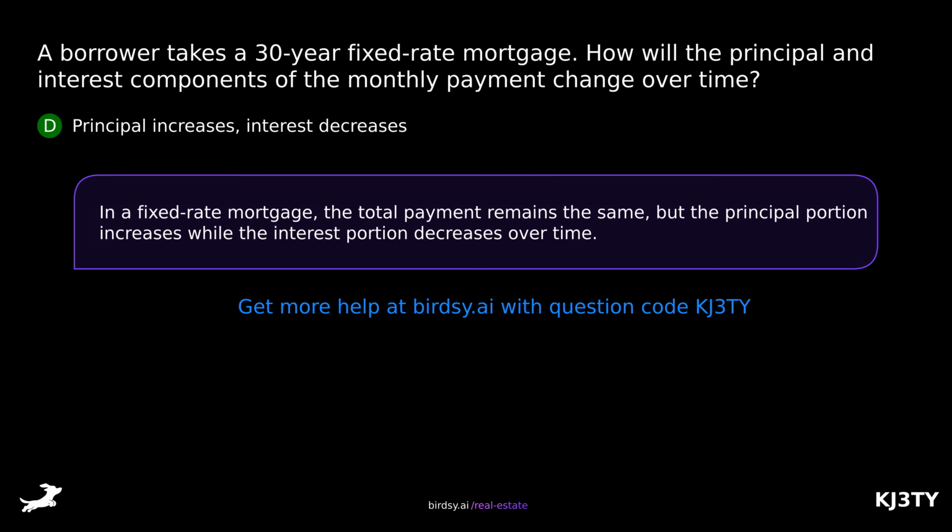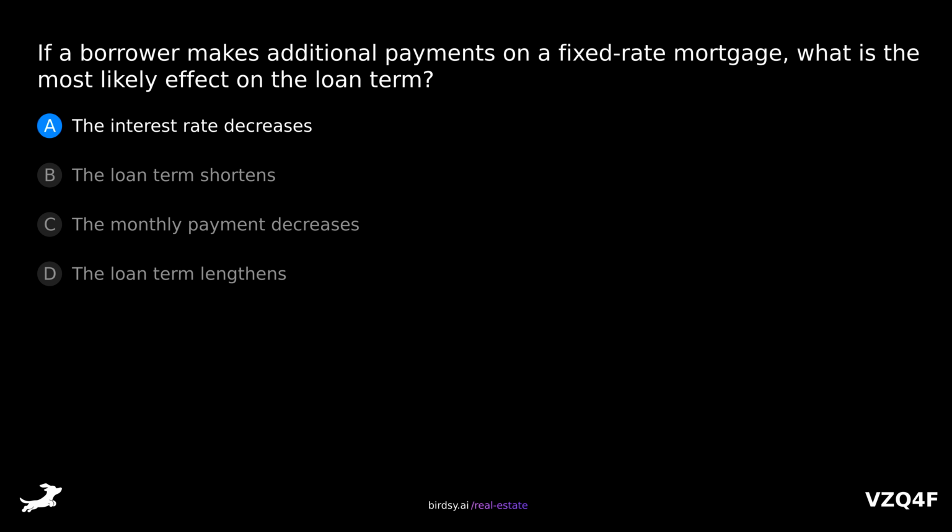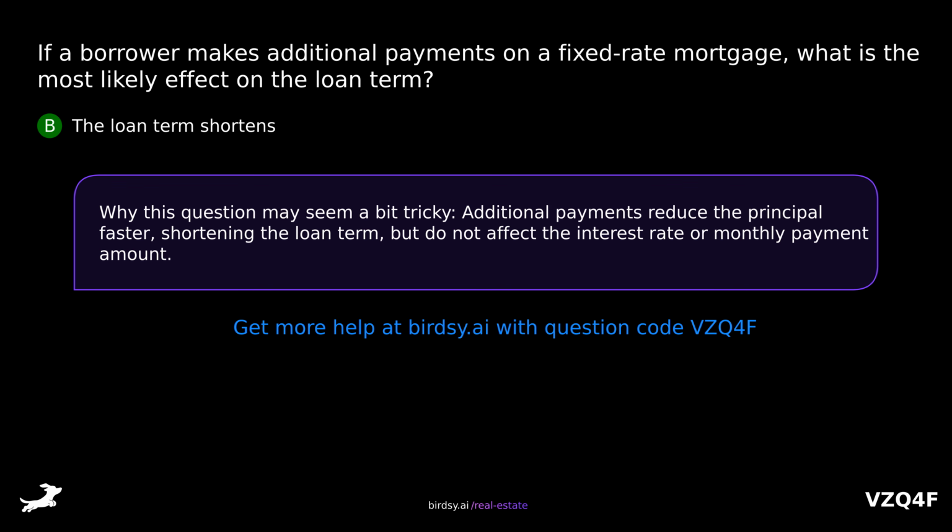over time. If a borrower makes additional payments on a fixed-rate mortgage, what is the most likely effect on the loan term? Is it A, the interest rate decreases? B, the loan term shortens? C, the monthly payment decreases? Or D, the loan term lengthens? The answer is B, the loan term shortens. Why this question may seem a bit tricky. Additional payments reduce the principal faster, shortening the loan term, but do not affect the interest rate or monthly payment amount.